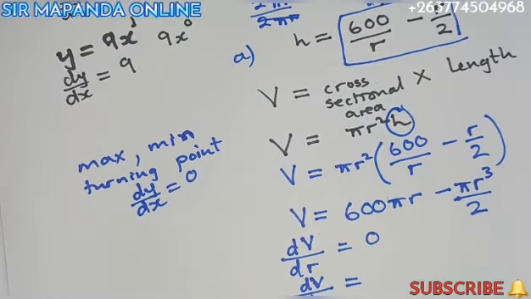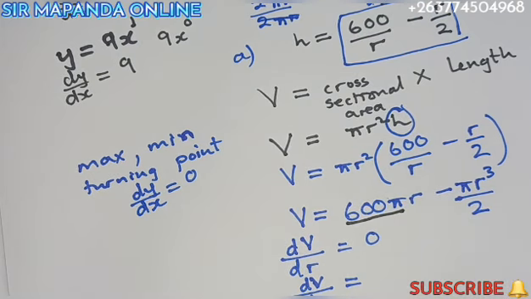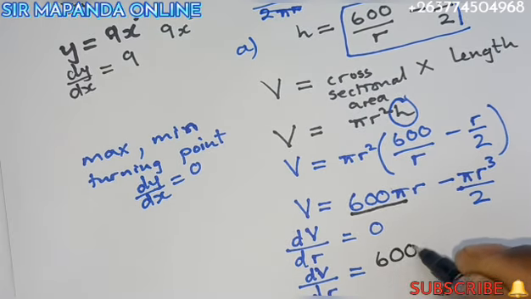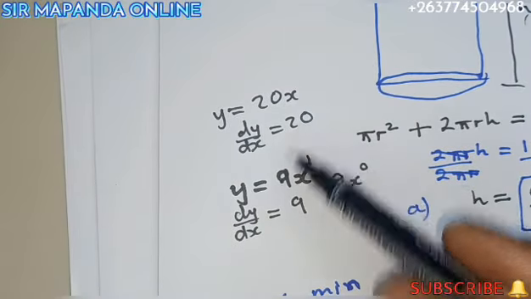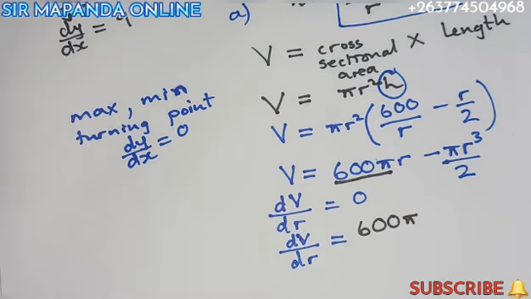So the same applies. 600 pi is just a number like 20, but our variable is r. So the derivative of 600 pi r, you get 600 pi. Like on 20x, you get 20. On 9x, you get 9. So on 600 pi r, you get 600 pi, where 600 pi is just a number like 20, and r is a letter like x, or a variable like x.